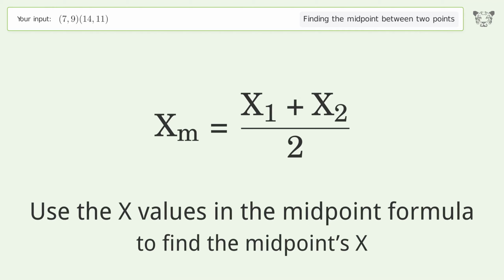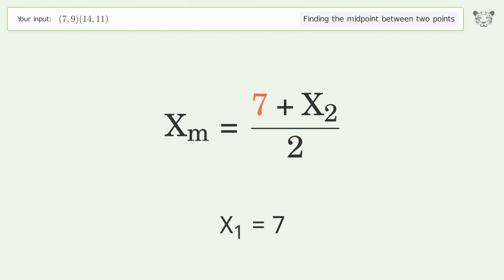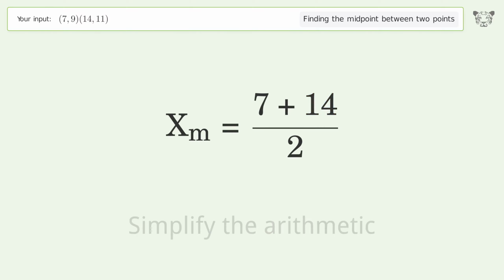Use the x values in the midpoint formula to find the midpoint's x. x1 equals 7. x2 equals 14. Simplify the arithmetic.